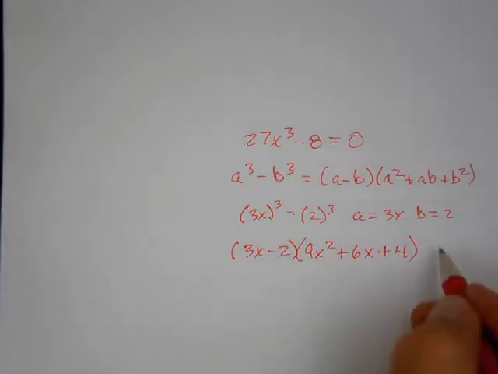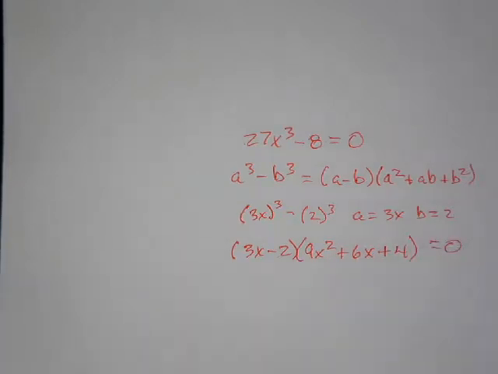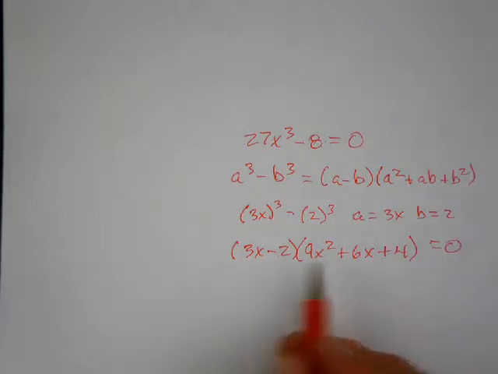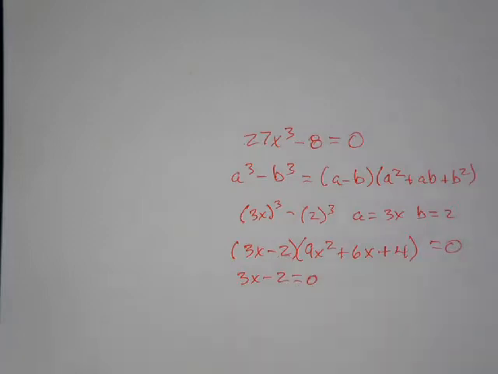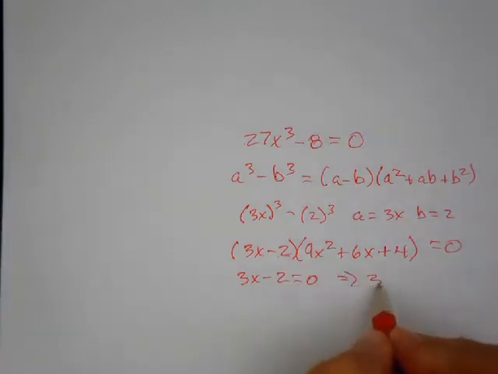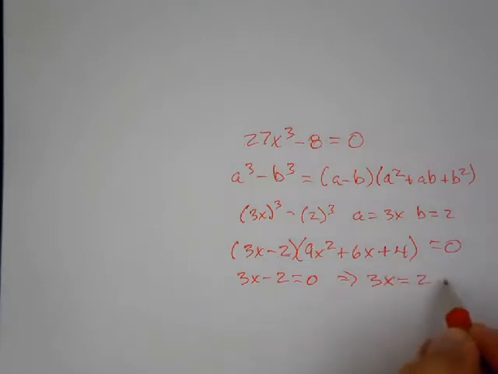All right, so this part's easy. Since it's already in a binomial form, I can just set it equal to 0, which means 3x equals 2, which means x equals 2/3. So I have one of 3 answers. With quadratics, a square power, I'm going to get 2 answers. With cubes, I should get 3 answers.